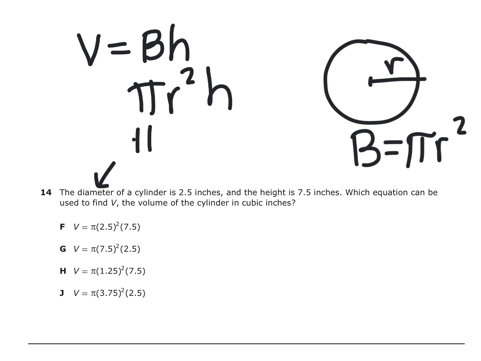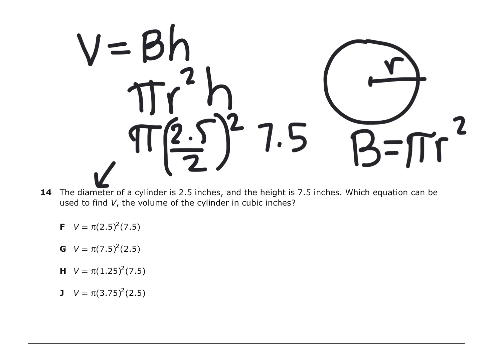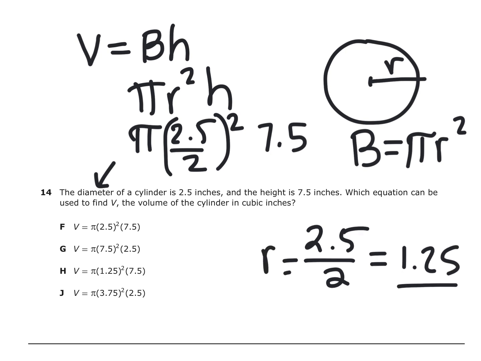So we're going to have to do pi and then take 2.5 divided by 2 and square that and then multiply it by the height, and the height was 7.5. Now, 2.5 divided by 2 is actually 1.25. That's our radius. So if our radius is 1.25, we're looking for 1.25 squared. And it looks like it's right here. Pi times 1.25 squared times a height of 7.5. The answer is going to be H for this one. So number 14, the answer is H.